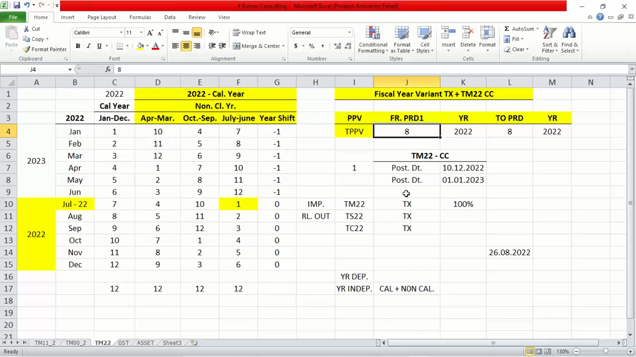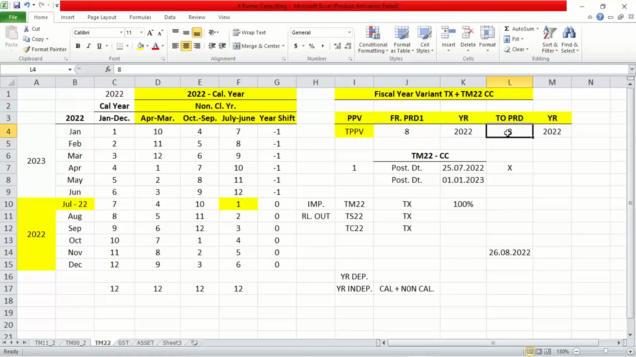It means if somebody is going to post a transaction which belongs to this date, right? The system will not accept. The system will not allow the user to proceed further. Why? Because it is 25th of July, and since we are using calendar year, 25th of July means 7th period. But here only the 8th period is open.